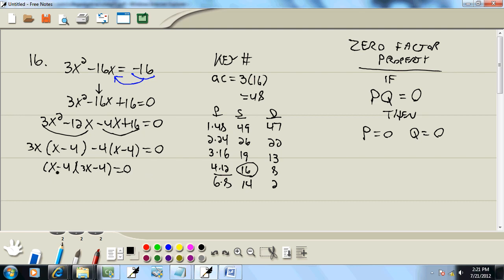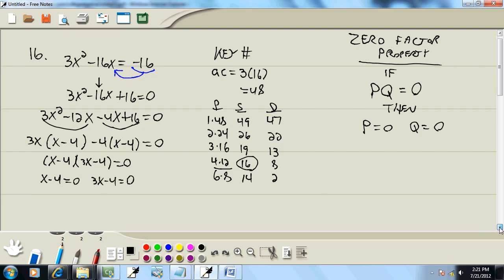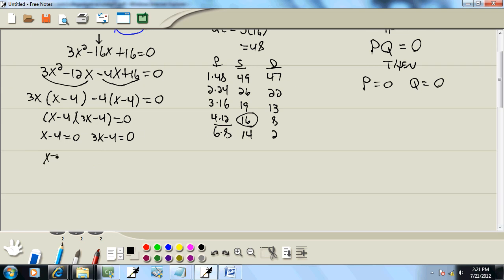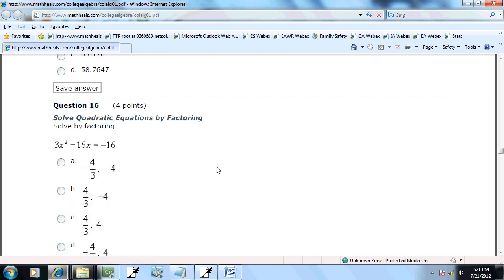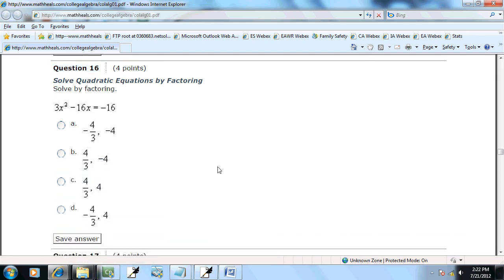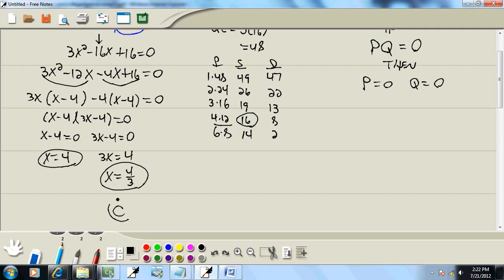Zero factor property. You get 0 on one side, you factor the other side, you can set each factor equal to 0. So I'll set x minus 4 equal to 0, and 3x minus 4 equal to 0. So take the negative 4 over and we get positive 4, so that's our first answer. Here, take negative 4 over, it becomes a positive 4, and then divide both sides by 3. And 4/3 is our second answer. So 4 and 4/3 looks like C would be your answer.